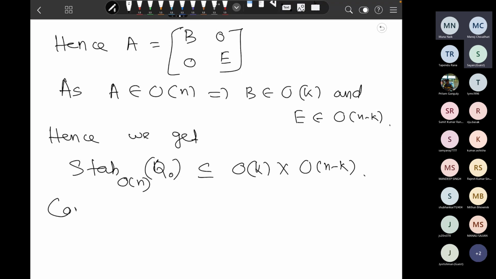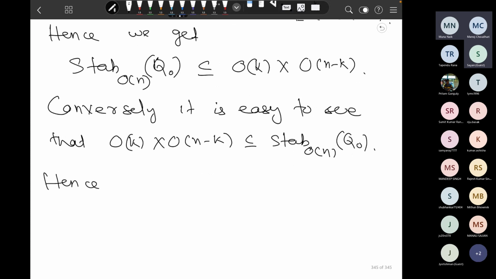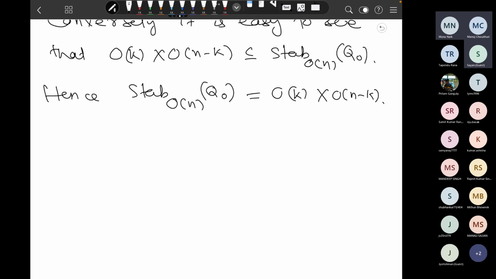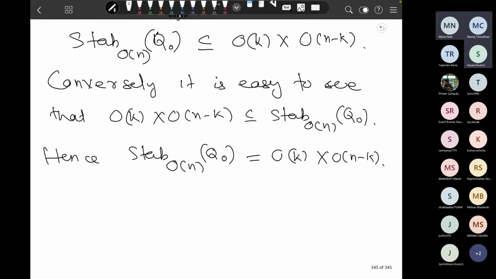And conversely, it is easy to see that O_k cross O_{n-k} contains the stabilizer of Q naught inside O_N. Hence this is the expected thing: O_k cross O_{n-k}. Thus O_N acts on W_k transitively, and this is the stabilizer.